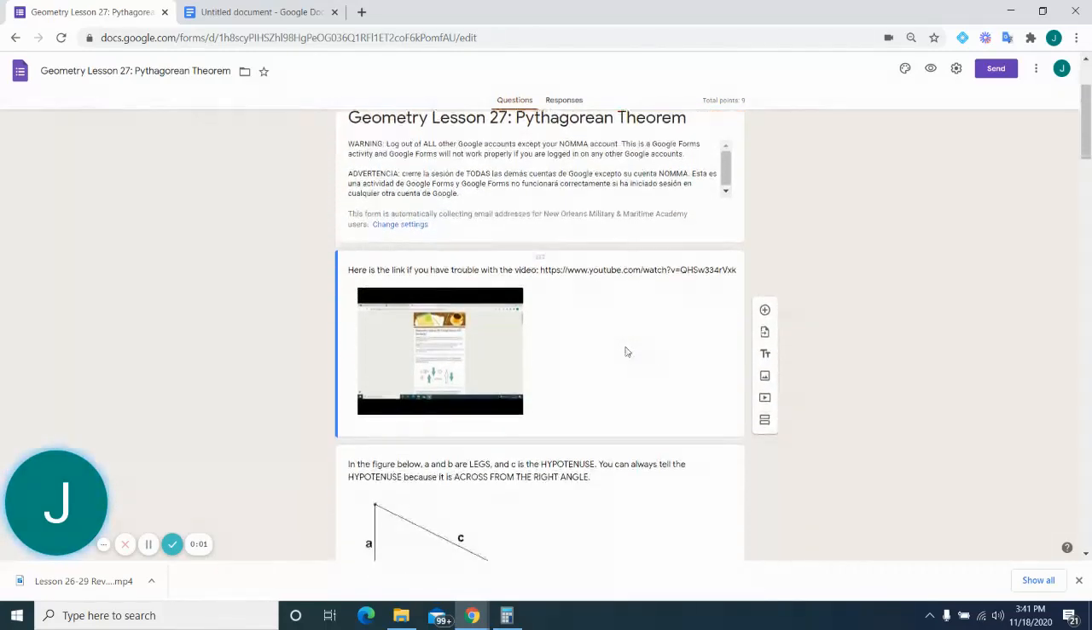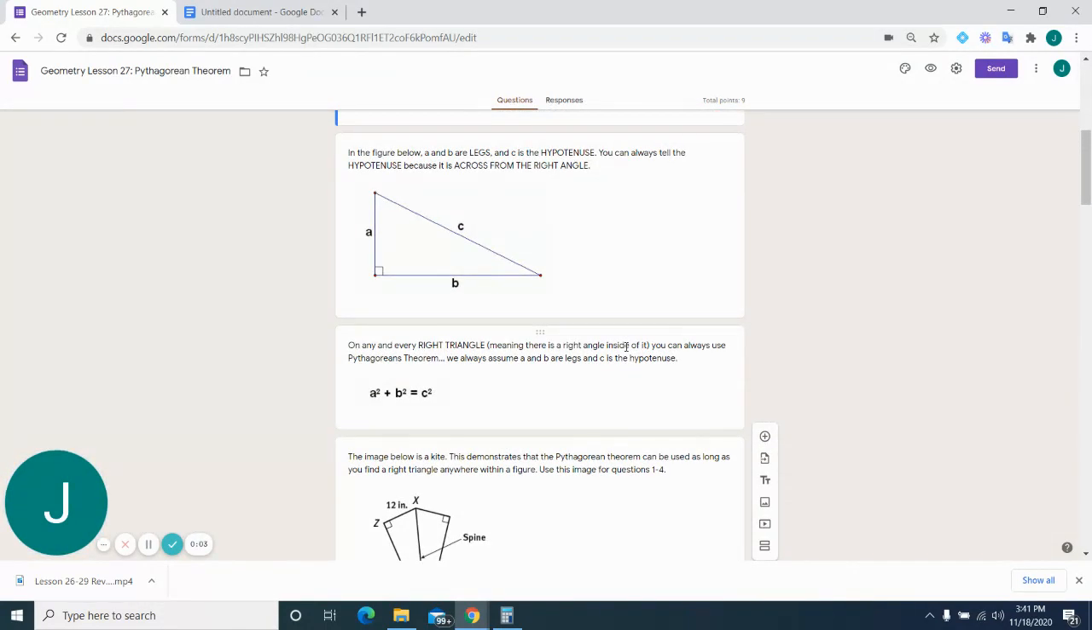All right, hello everyone. We're looking at lesson 27. We're going to start using the Pythagorean theorem, which is something that should have been introduced in previous math classes, but it's an important part of geometry.